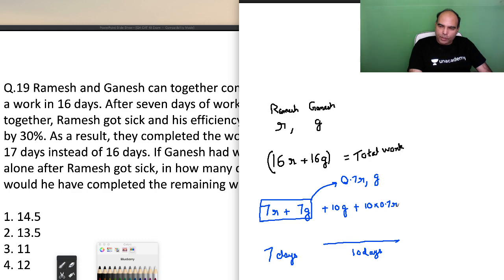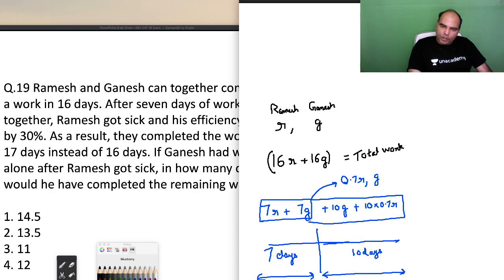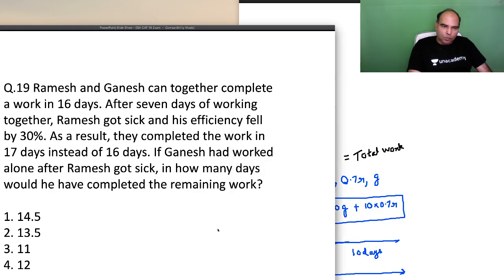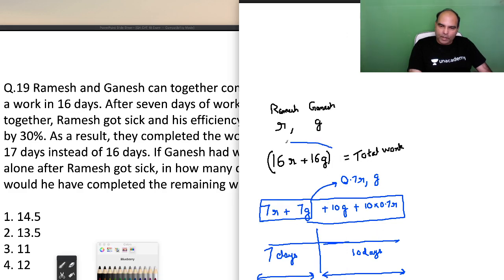And according to the question, in 17 days the work is completed. So the first 7 days are uninterrupted out of these 17 days, and the next 10 days, the work done is this much. So the work is completed in this fashion, and the work was also completed when they worked for 16 days. So I can equate this 16R plus 16G with this.